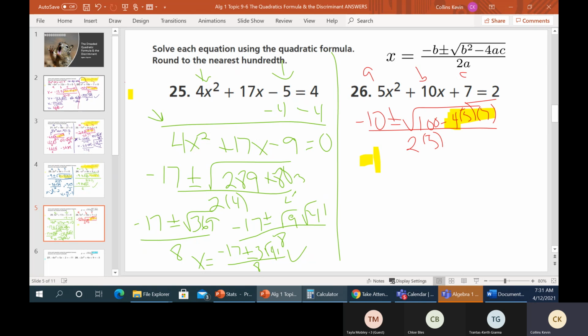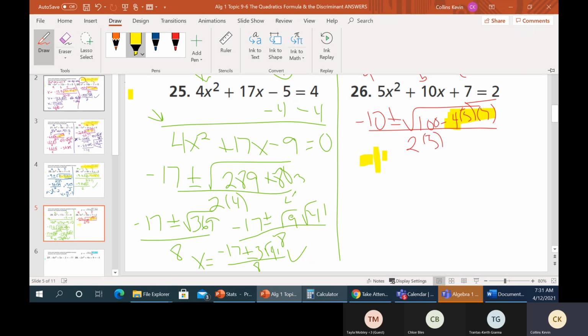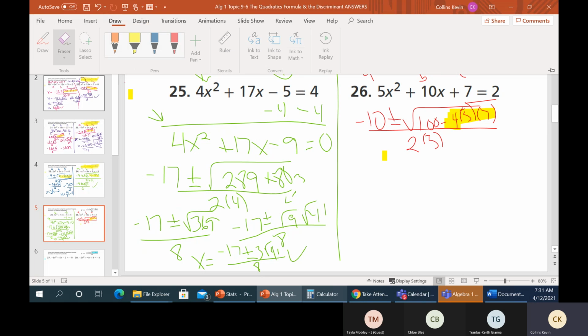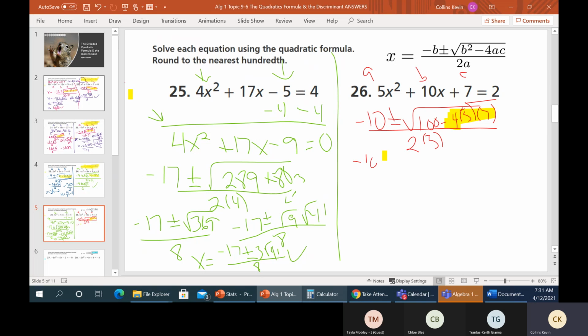So now we've got highlighter mode, as usual. All right, so back to what we were doing. We're going to have minus 10 plus or minus the square root of minus 40, which technically we can't do that, right? We know that. But we're going to talk about how they represent this sort of thing, and that's going to be over 10.